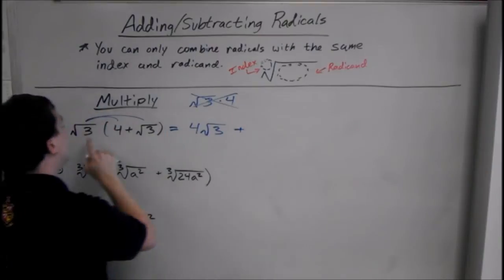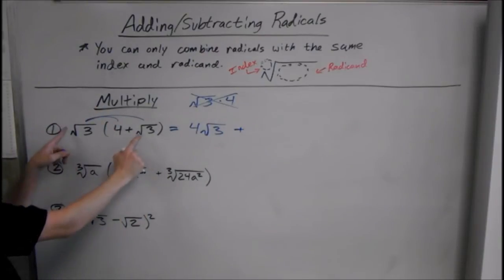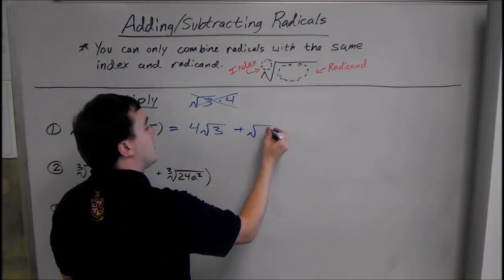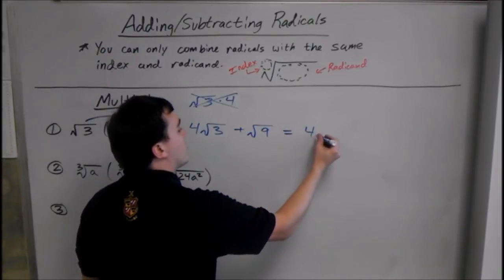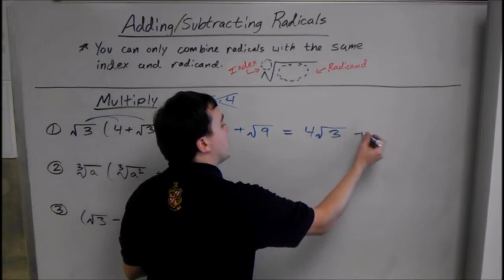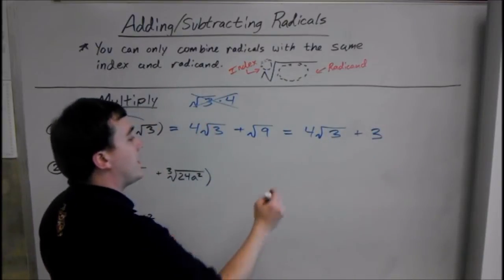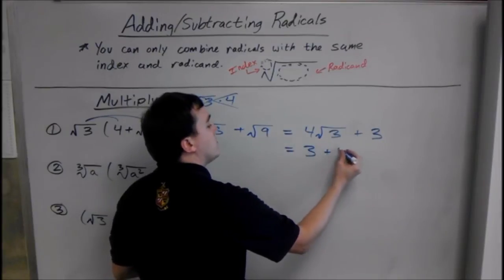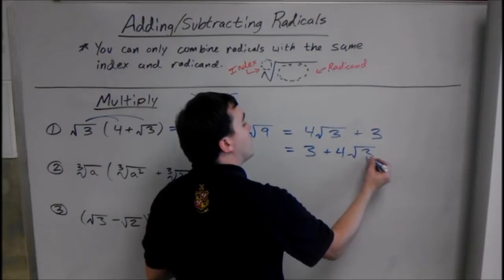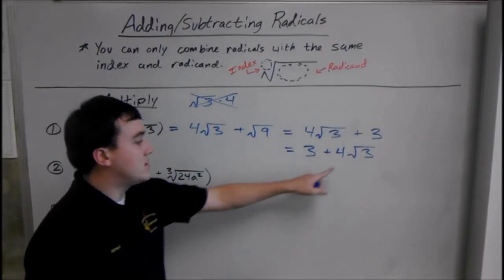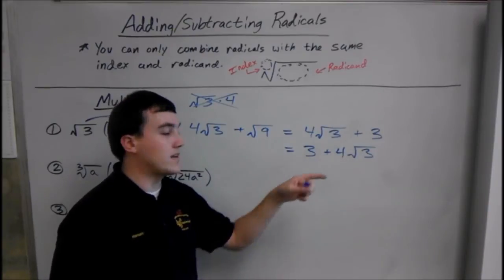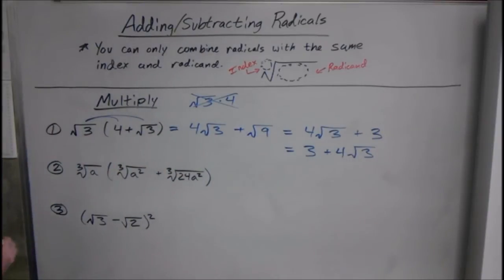Plus, square root of 3 times square root of 3, whenever they're the same root, you can multiply the inside. Square root of 3 times square root of 3 is square root of 9. And then this can be simplified, 4 root 3 plus 3. And you can order this differently. You could say 3 plus 4 root 3. But remember, you cannot combine these because these are not like terms. That's like 4x. So this is like 3 plus 4x. You can't combine like terms. Not like terms.